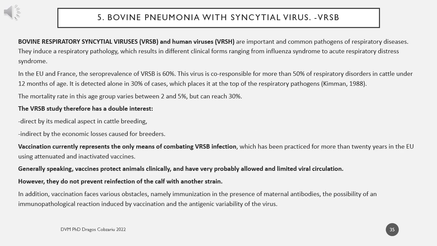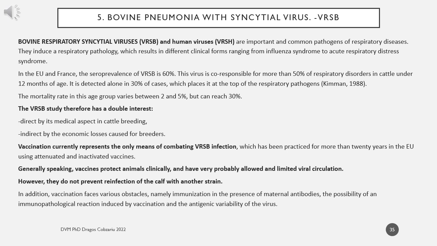Bovine respiratory syncytial viruses, VRSB, and human viruses, VRSH, are important and common pathogens of respiratory diseases. They induce a respiratory pathology, which results in different clinical forms ranging from influenza syndrome to acute respiratory distress syndrome. In the EU and France, the seroprevalence of VRSB is 60%. This virus is co-responsible for more than 50% of respiratory disorders in cattle under 12 months of age.